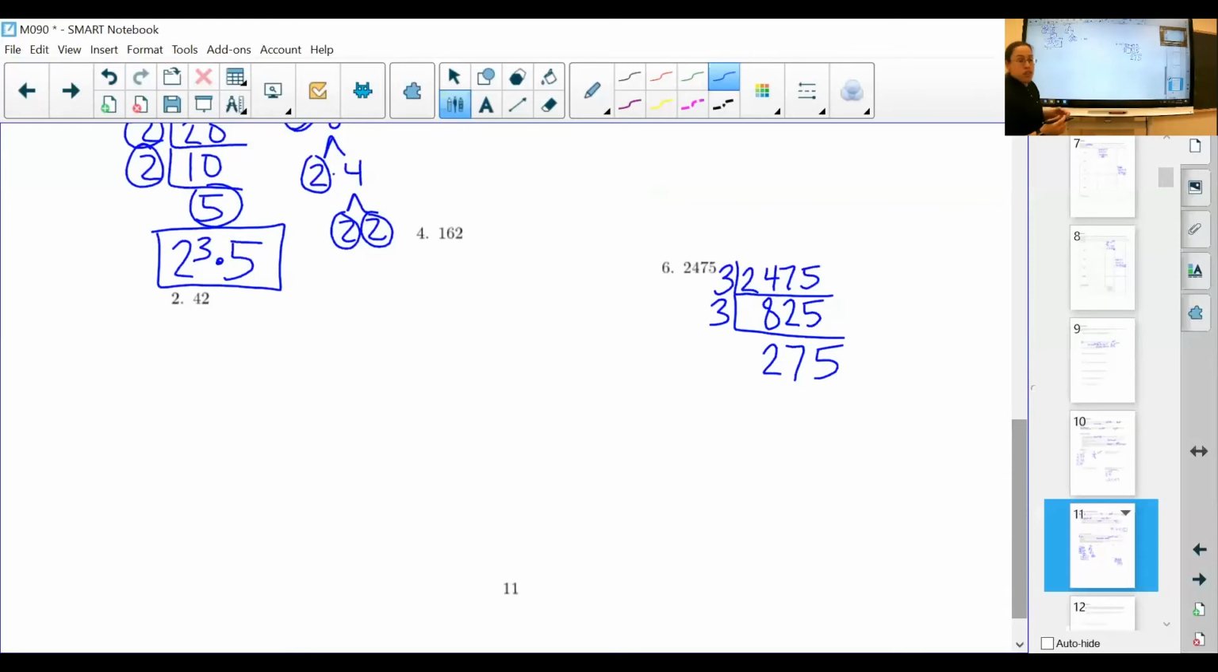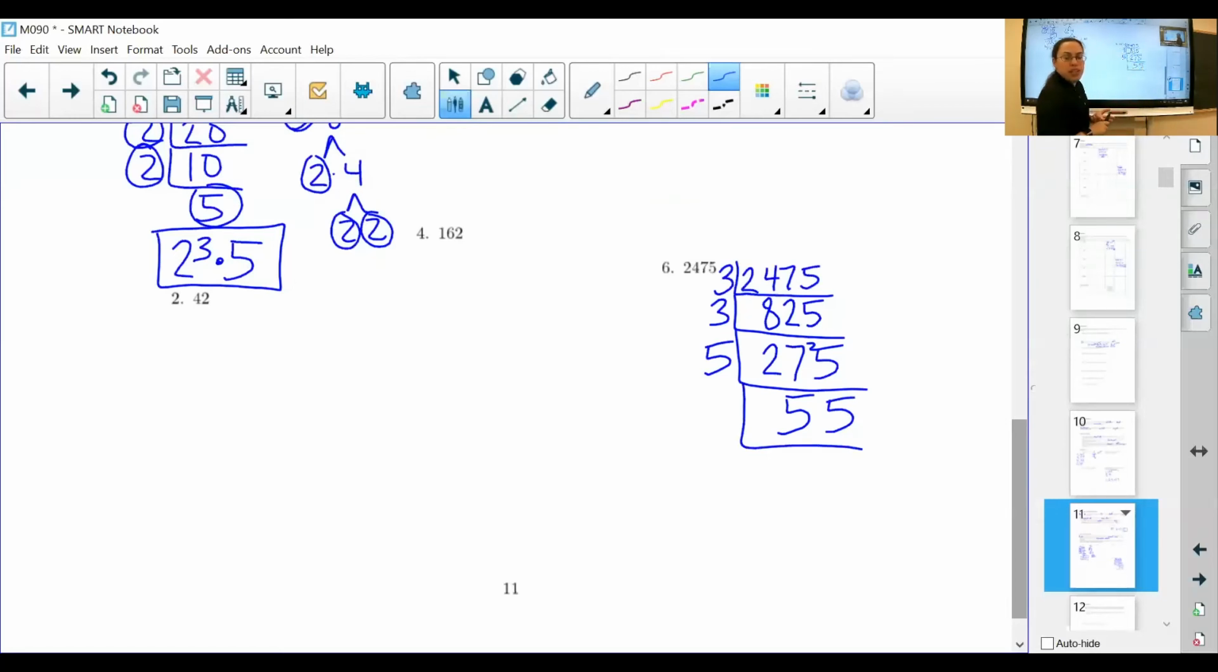Let's try it again. 3's been working pretty well. 2 plus 7 is 9, plus 5 is 14. Doesn't work. That's okay. Now we'll take out our 5. 5 goes into 27 5 times, with 2 left over. Again, feel free to write that sort of thing in if you'd like. 5 goes into 25 5 times.